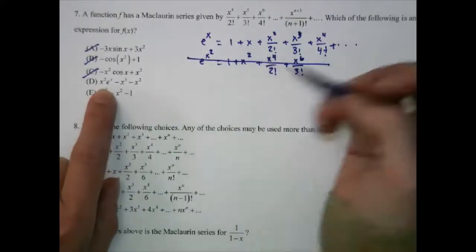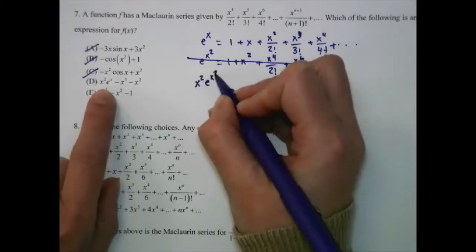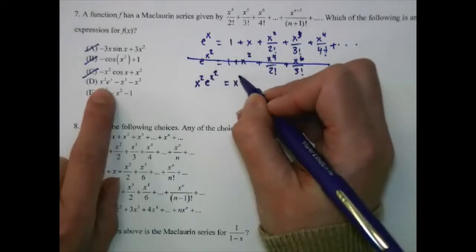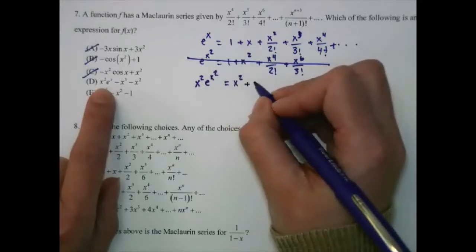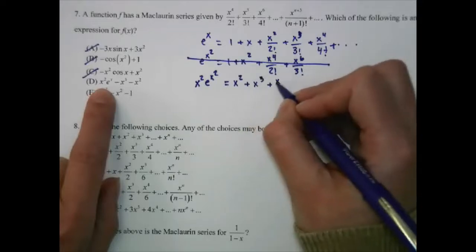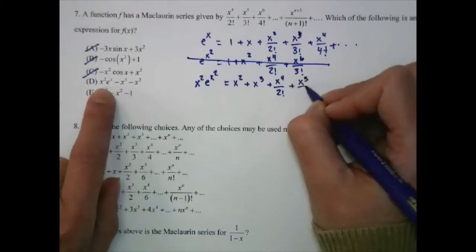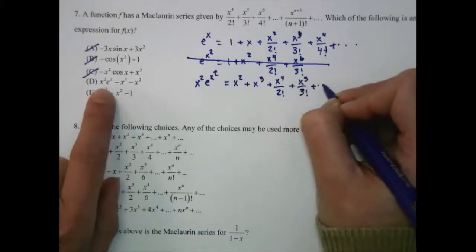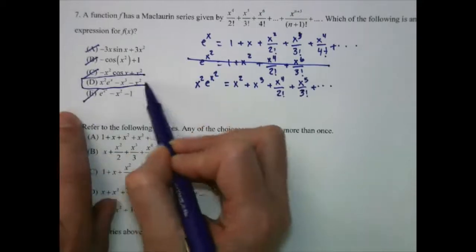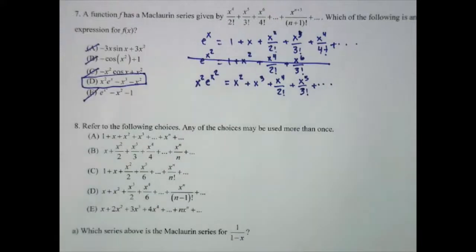So if we multiply here, just to confirm, instead of substituting, we're multiplying, so that's going to give me x squared plus x cubed plus x to the fourth over 2 factorial plus x to the fifth over 3 factorial, and so on. So this one is our correct answer, because what we do is subtract that and subtract, and then we'd start here.